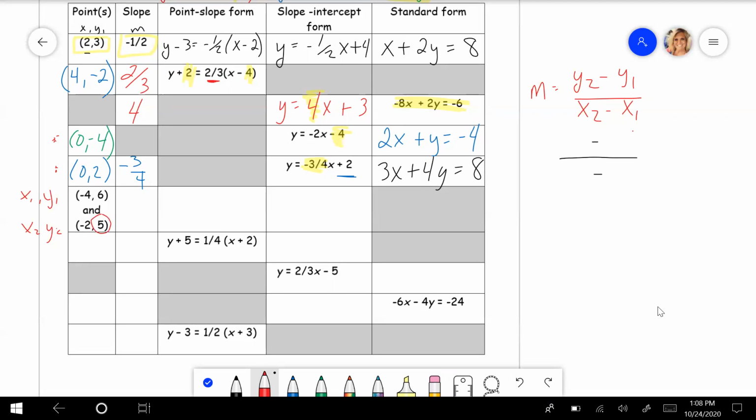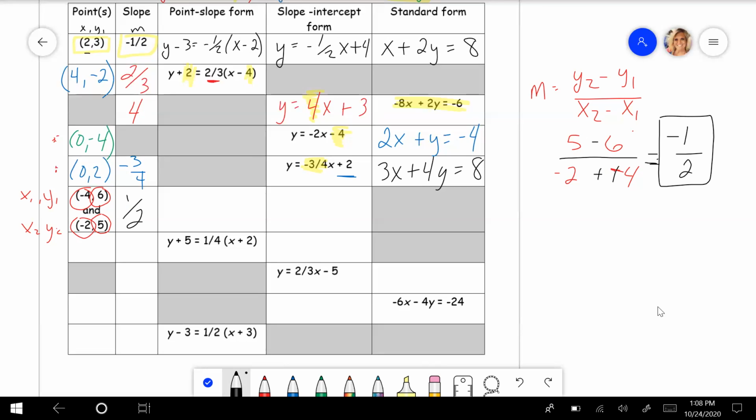Y2, let's use 5 minus y1, which is 6, x2, which is -2, minus x1, which is -4. See, and that's why a lot of times it's better to write it out so that you make sure you don't do that mistake I was doing at first. A lot of people just use the x and the y together on the same line, and that'll give you the wrong answer. So now I have 5 minus 6, which is -1. -2 minus -4. This changes to positive, so -2 plus 4 is a +2. This is your slope, -1/2.